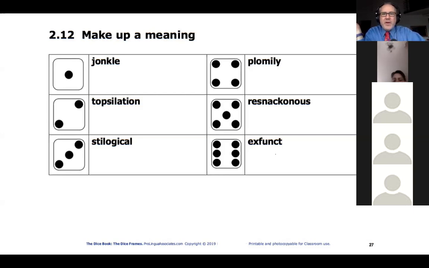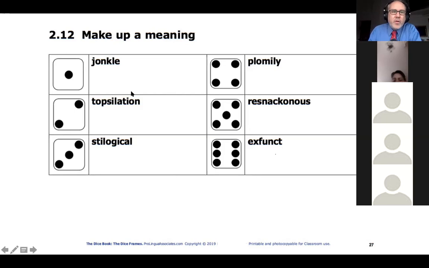So let me roll the die. I rolled the die and I got a 4. Plumily. Well, plumily is an adjective which describes the way overweight people come downstairs. And Hilda came down the stairs plumily. It means heavy and swaying side to side. That's what plumily means.